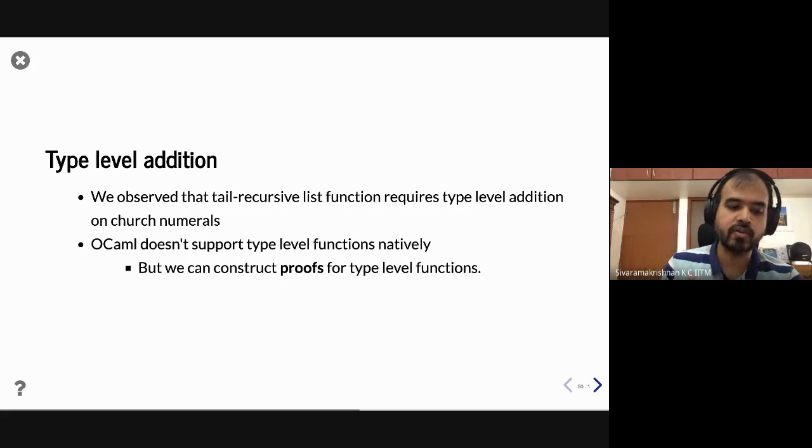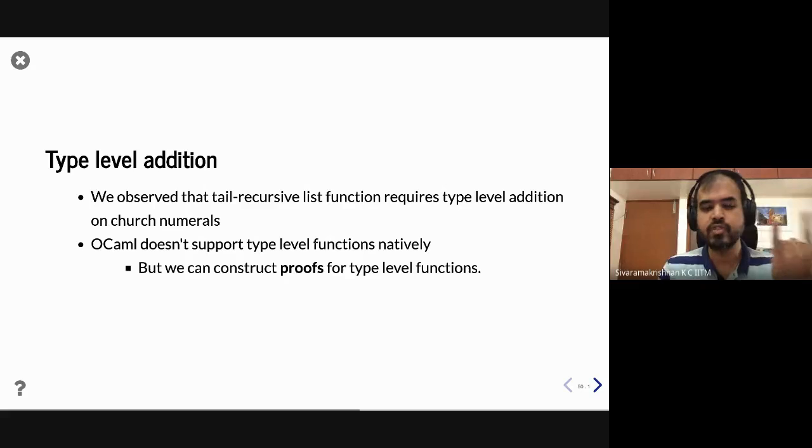So what do you want to do when you want to say type level addition? I have some numeral, right, which represents some number, and I want to take another number and then have them added together, right? So we can't do this natively because there is no notion of functions at the type level. So addition is a function that takes two integers and then returns an integer. The integers here are type level numerals, right?